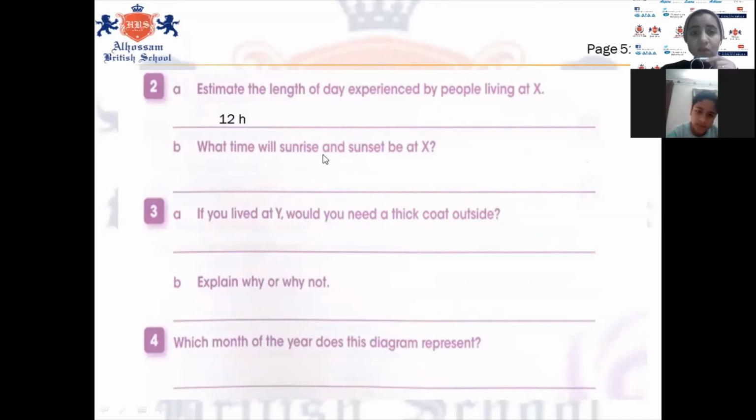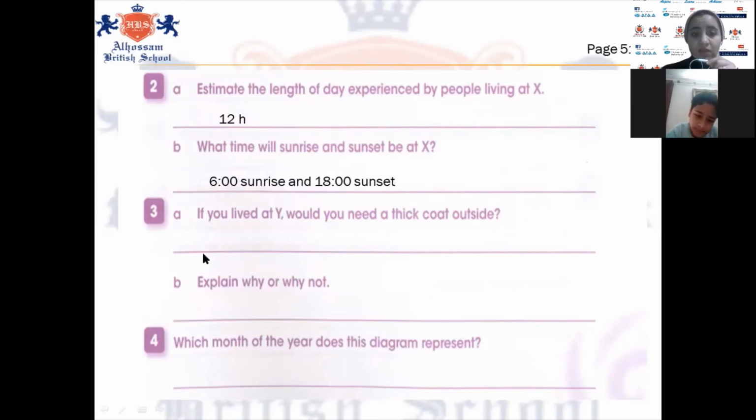What time will sunrise and sunset be at X? Divide the 24 hours, okay? For example, at 6 in the morning it will be the sunrise, and at 18, which means 6 p.m., it will be the sunset. Okay, thank you, Yusuf.